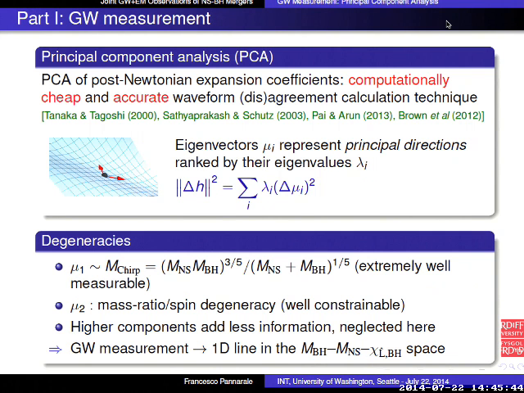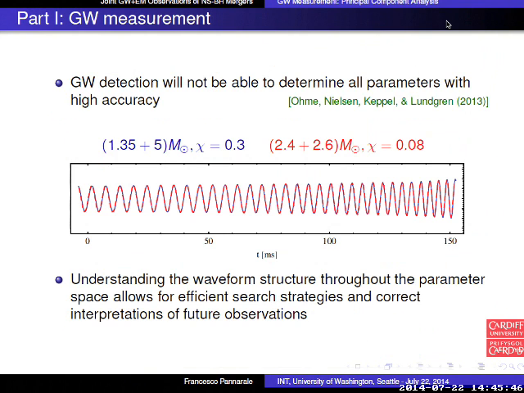So that plot shows over 150 milliseconds. Yes. Do you know how the phasing might be over a couple of minutes, which is what we will observe these systems for? These are essentially indistinguishable. This is a degeneracy. Yes.